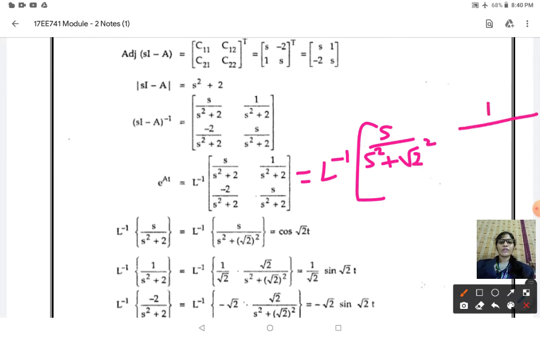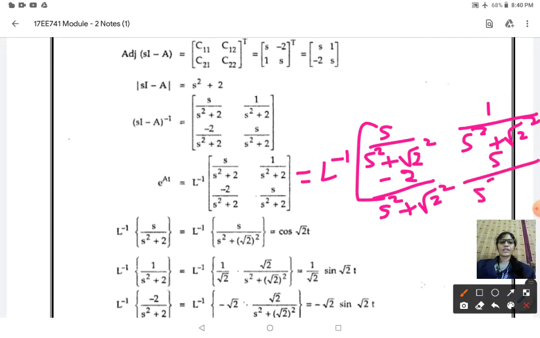Same thing, 1 divided by (s square plus root 2) the whole square. Here also you can write minus 2 divided by (s square plus root 2) the whole square, and s divided by s square plus 2. So like this you will be writing.